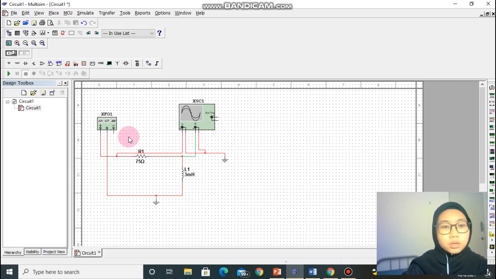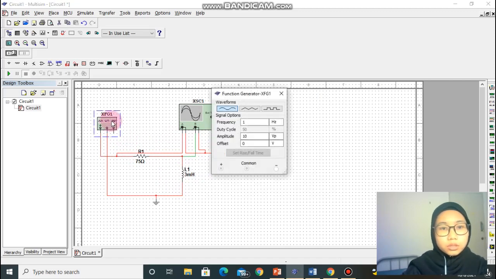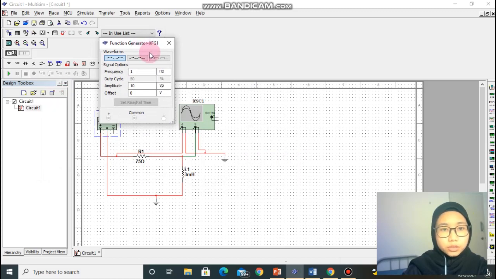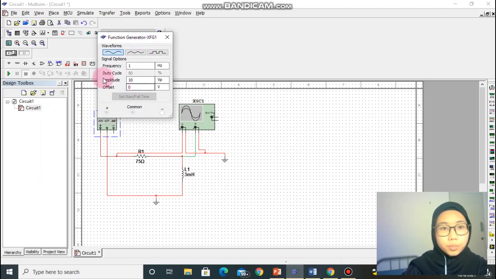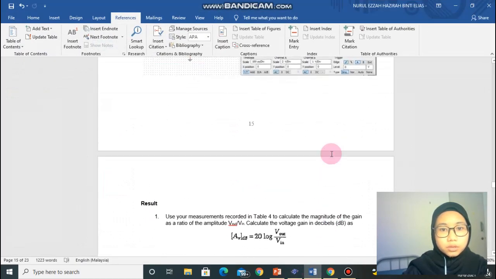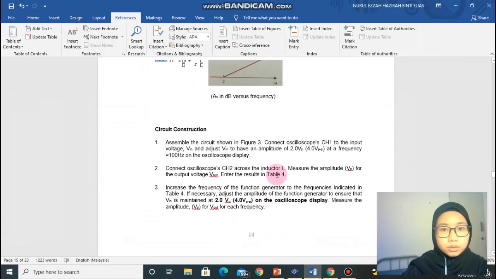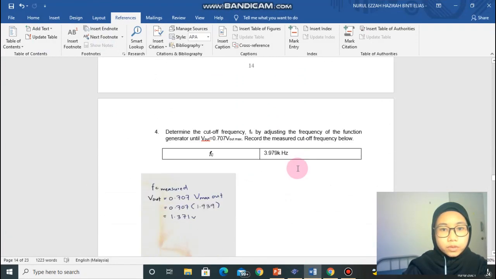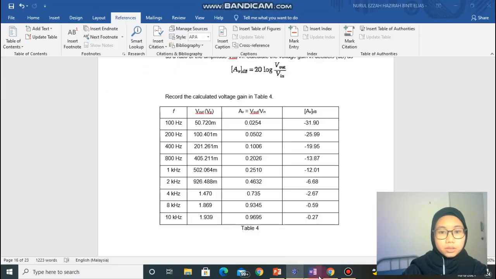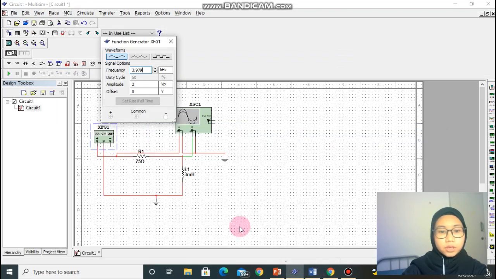Okay, so now I will set the function generator according to the table given in the worksheet. I will set the Vp to 2 volt according to the worksheet. And I will take 400 Hz, for example.